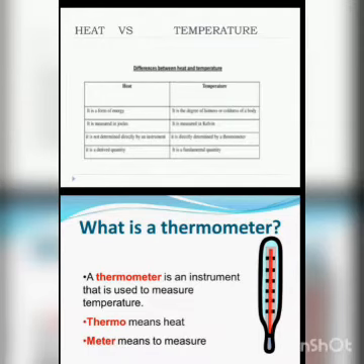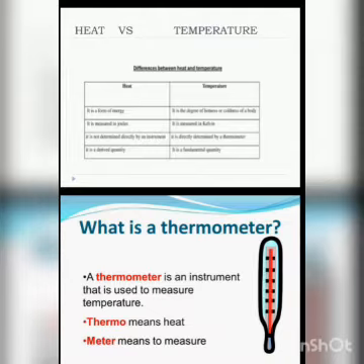Second, we can measure heat in joules, which is the unit of heat, and we can measure temperature in Kelvin or degrees Celsius. Third difference: heat is not determined directly by an instrument. We can judge how hot a body or any matter is by the sense of touch. But temperature can be directly measured by a thermometer. Okay, this is about the difference between heat and temperature.